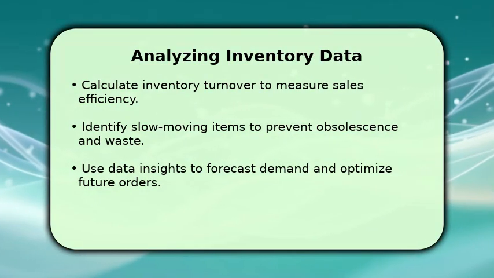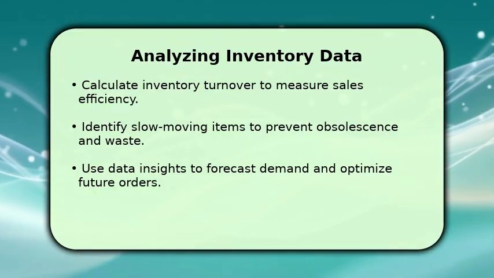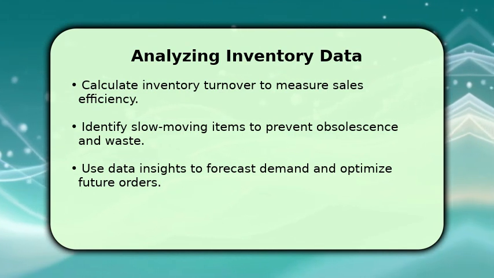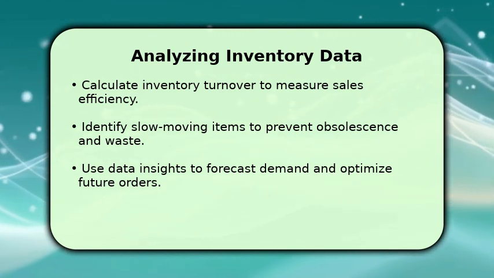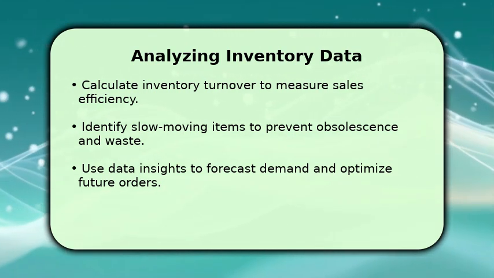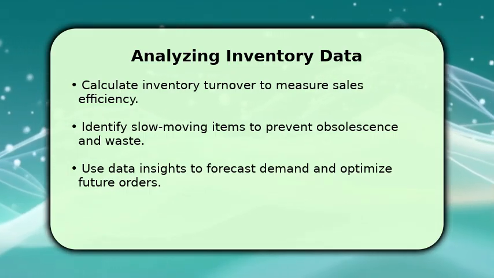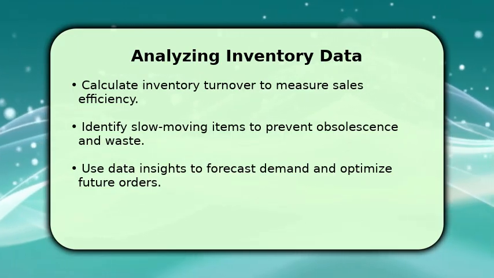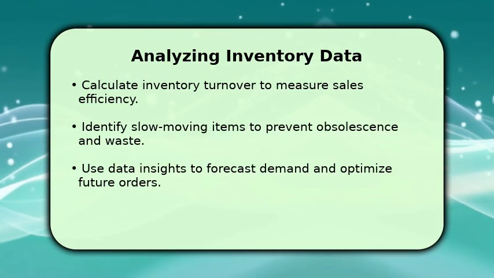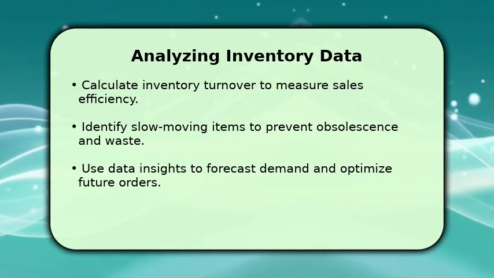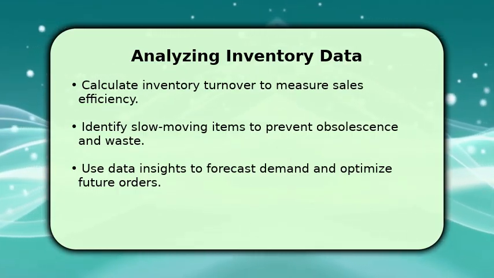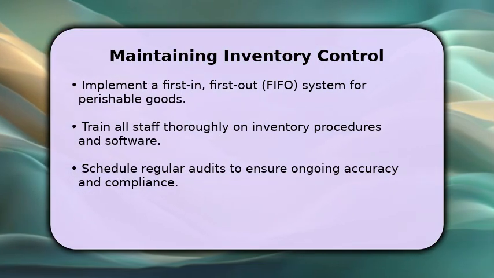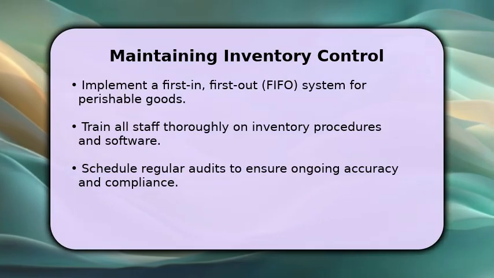With your data collected, it's time to analyze it for better decision-making. Calculate your inventory turnover rate to understand how efficiently you're selling products. Identify any slow-moving or obsolete items to reduce potential waste and carrying costs. By leveraging these insights, you can accurately forecast future demand, ensuring you optimize your ordering process and maintain ideal stock levels. To keep your inventory system running smoothly, adopt some key best practices.